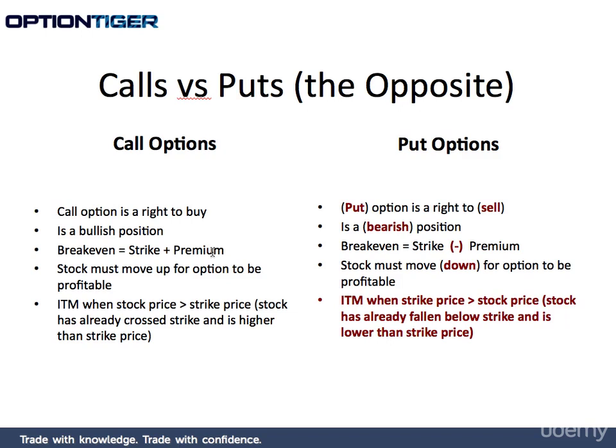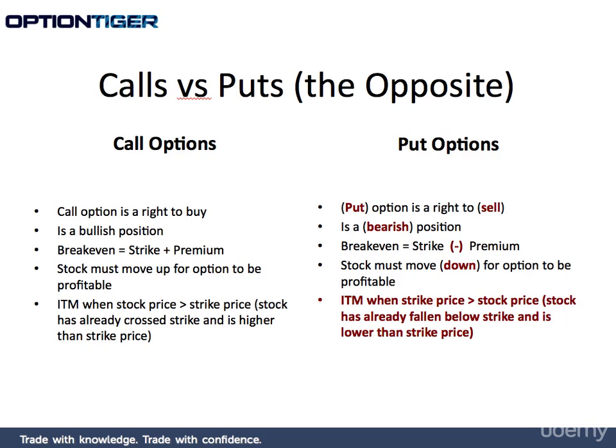In the case of put options, it's exactly the opposite. A put option is considered in the money when the strike price is more than the stock price. Think of it as an asset, a stock that's falling. If the stock falls below the strike price, then this put option is said to be in the money. Whereas in the call option, it was just the opposite. When the stock price was more than the strike price, then the call option was in the money. In the case of a put option, when the strike price is more than the stock price, then the put option is said to be in the money.